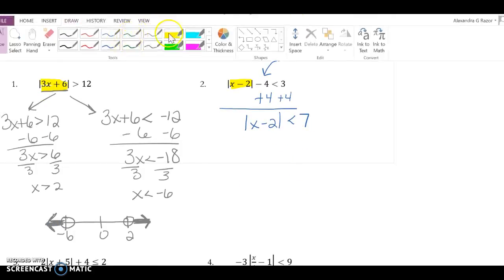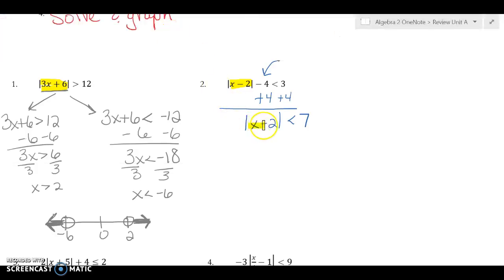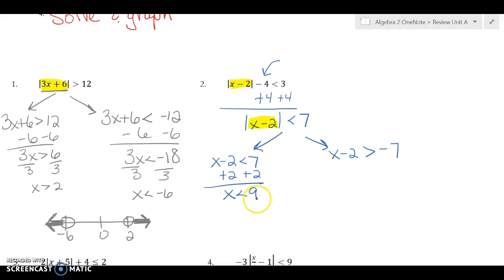Now my absolute value is alone. So now since it's alone and it's a positive, I can go ahead and break it down. So I get x minus 2 is less than 7. And then the other one is x minus 2 is greater than negative 7. Because remember, you change the sign and flip the inequality. So I add 2 to both sides, and I get x is less than 9. Add 2 to both sides, and I get x is greater than negative 5.